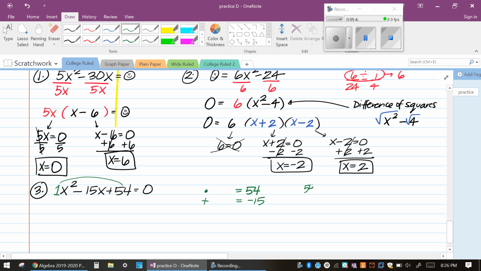So you want to make a list of all the factors of 54. 1 and 54. Does 2 go into 54? How many times? Does 3 go into 54? How many times?